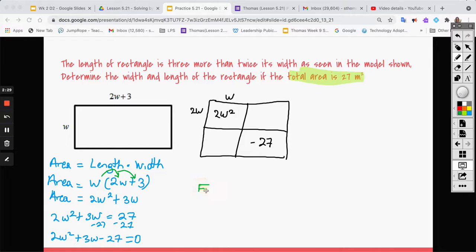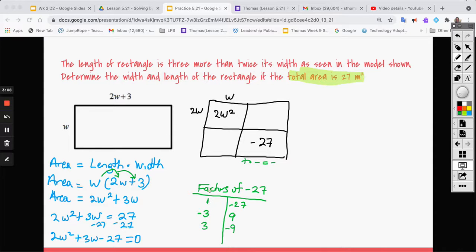So we want factors of negative 27. And we know we need to be multiplying a positive times a negative to give a negative result. So it could be 1 times negative 27. We need to end up with a positive 3. We could be 3 times 9, and those are the only pairs of factors. We could be positive 3 times negative 9.